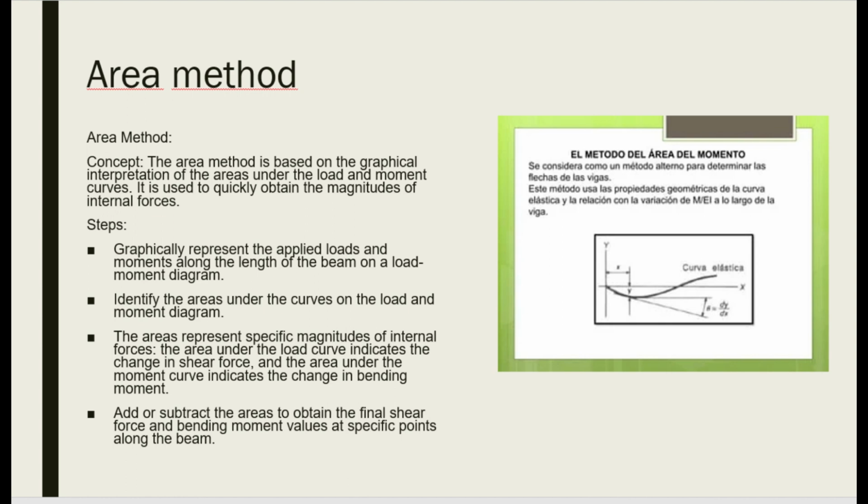The area under the load curve indicates the change in shear force, and the area under the moment curve indicates the change in bending moment. Add or subtract the areas to obtain the final shear force and bending moment values at specific points along the beam.